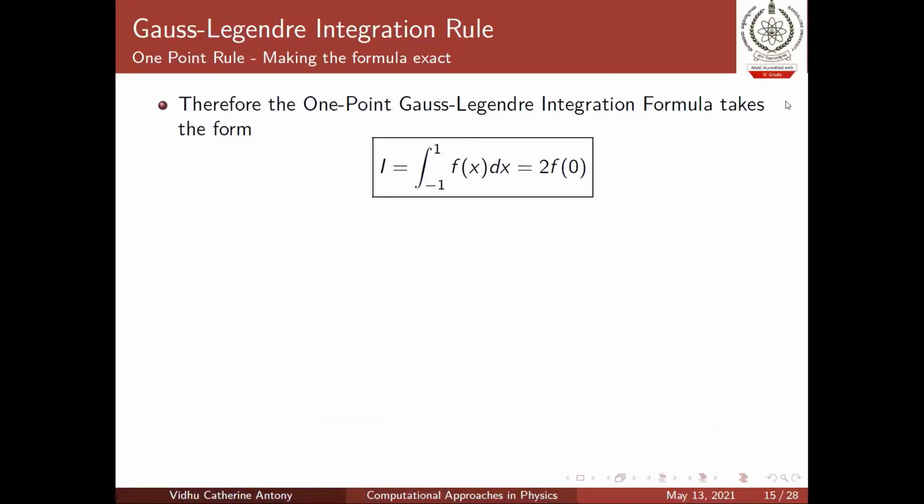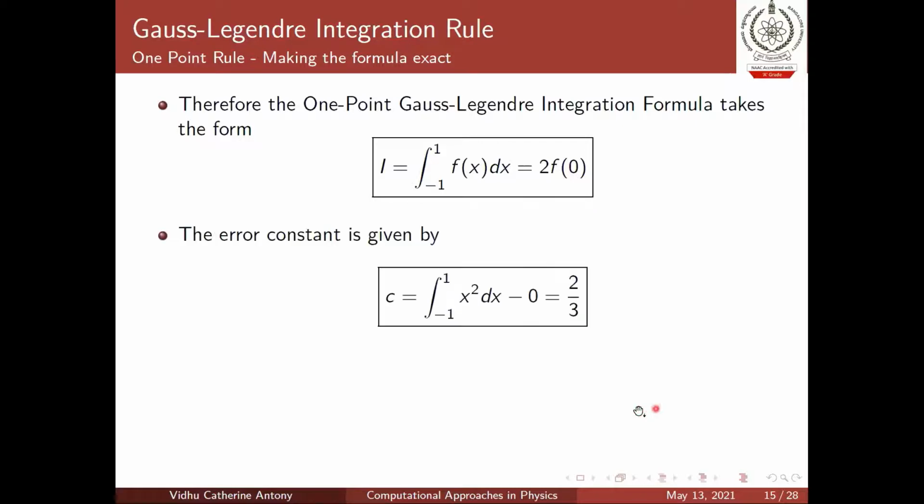Now let's just look at the error constant. So c is equal to the integral from -1 to 1 of x squared dx minus 0, which is equal to 2 by 3, which I just showed you. What did we get from your Gauss Legendre method? We got a 0. This is the exact value. So the error constant is basically going to be 2 divided by 3.